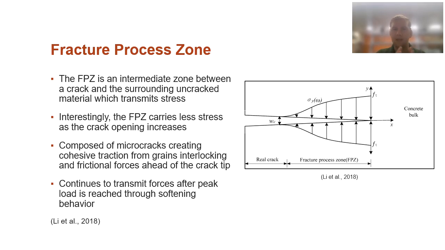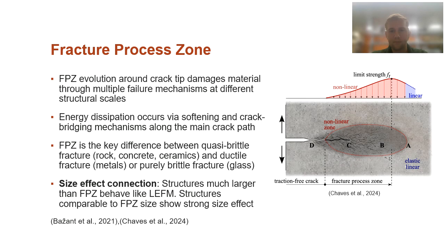And essentially, that FPZ is comprised of these micro cracks and these grains that we were talking about, creating these frictional forces that will interlock and push that stress away from the crack tip. And we see that softening behavior in that one diagram earlier, essentially transmitting those forces away from the crack tip. And we can see this in this diagram here to the right, where even at some point before the crack tip, you still notice these stresses around the opening. And again, another great diagram.